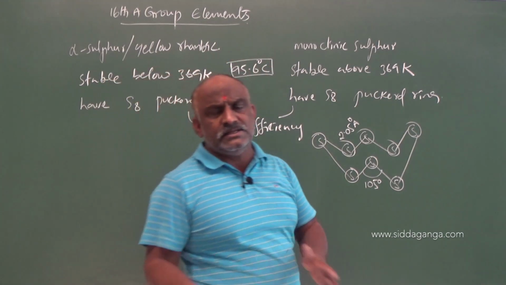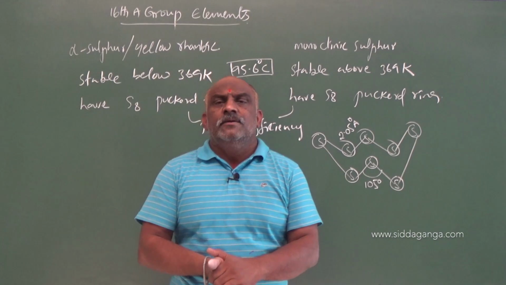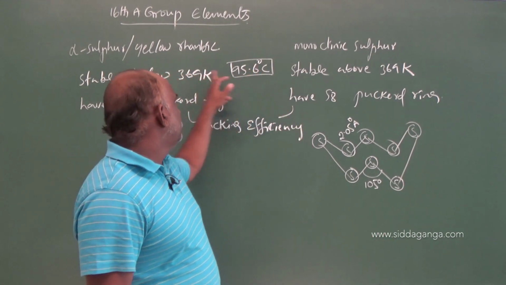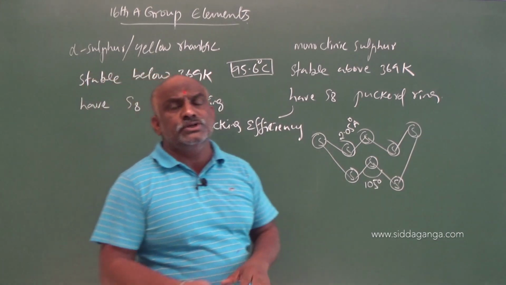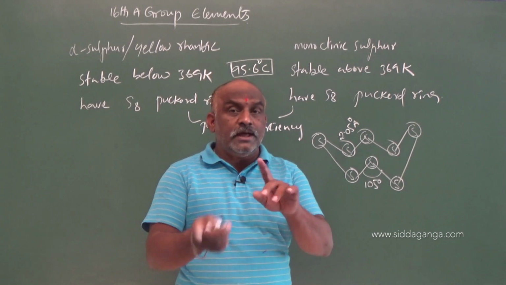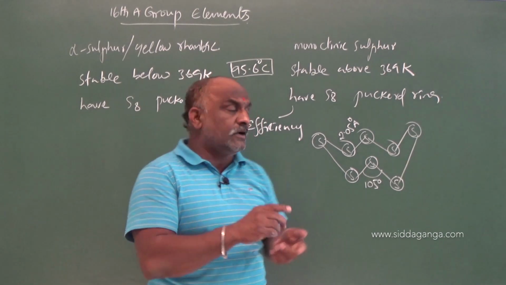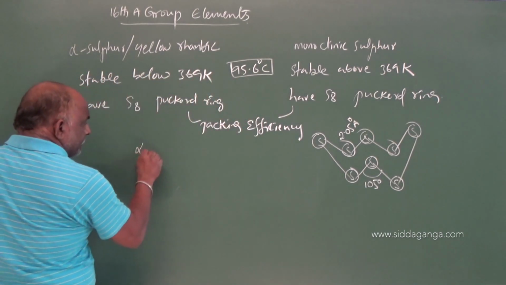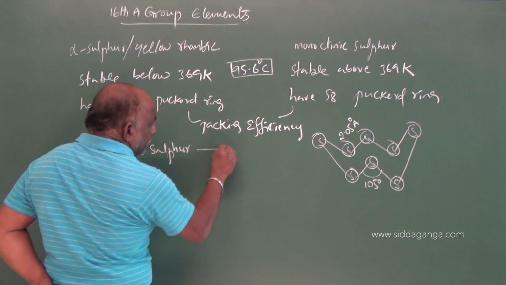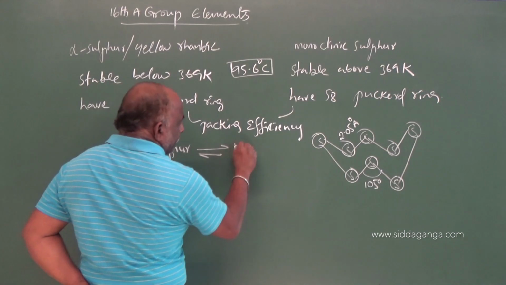95.6 degrees centigrade is the actual value, but in our textbook it is given in kelvins, approximately 369 kelvins. Here both forms are interconvertible. Interconvertible means: alpha sulfur is in equilibrium with beta sulfur.